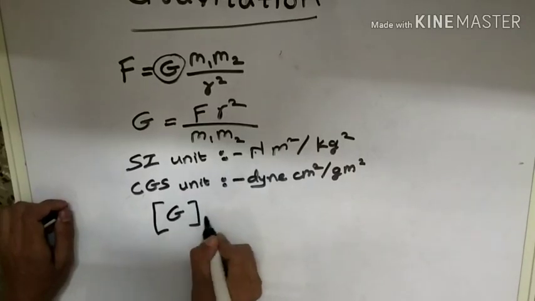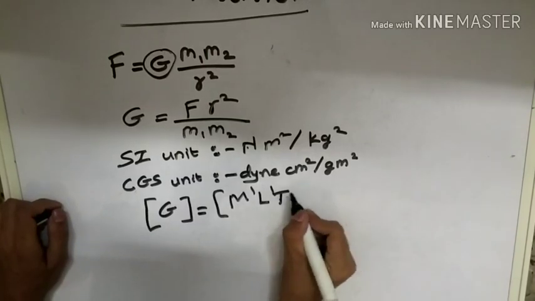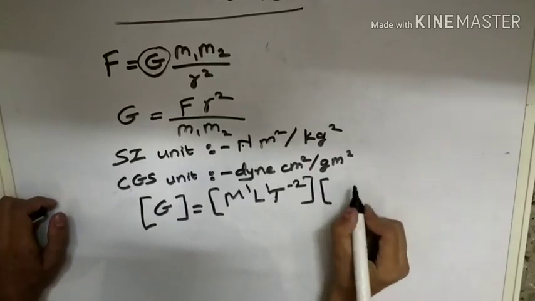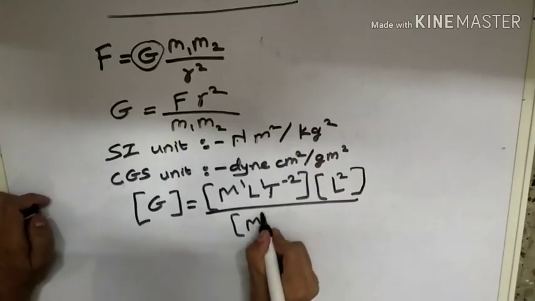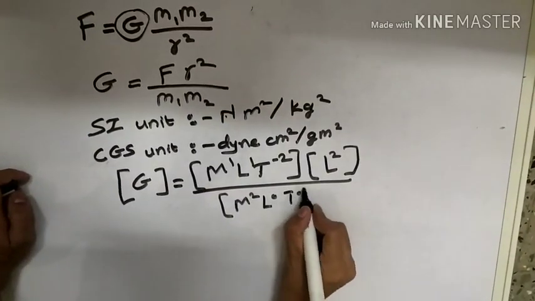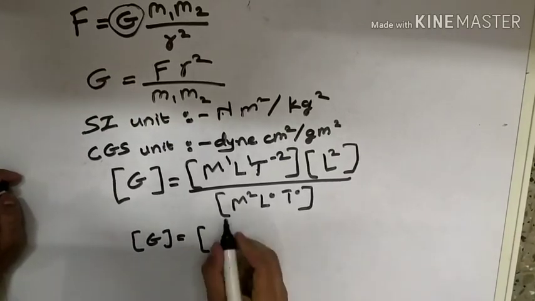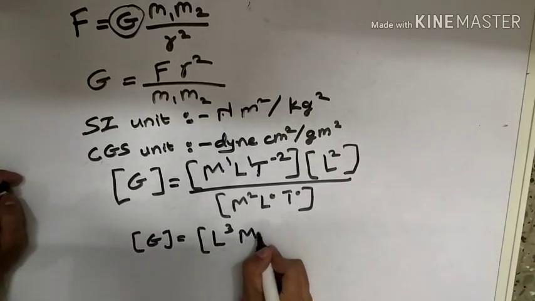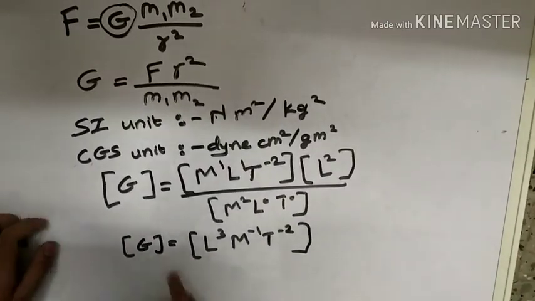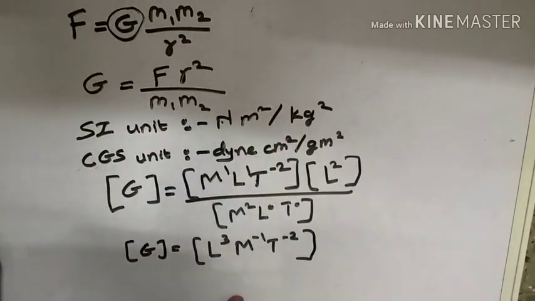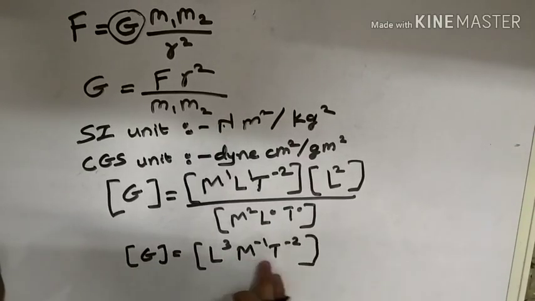Dimensions of G. We know the dimensions of force as M1 L1 T minus 2, and the dimensions of length square is L2 upon M2 L0 T0. Thus, the dimensions of G is L3 M minus 1 T minus 2. So, if we know the formula of this G, we can easily deduce the dimensions of G. Dimensions of G are L3 M minus 1 T minus 2.